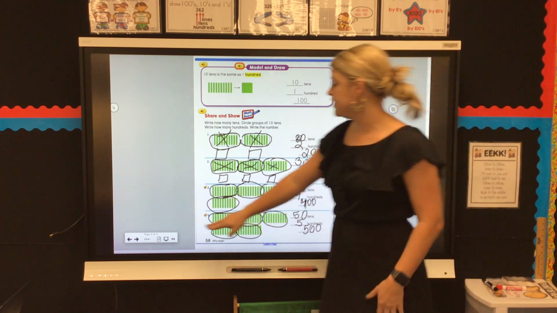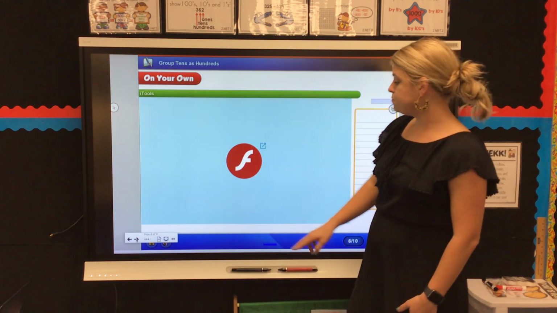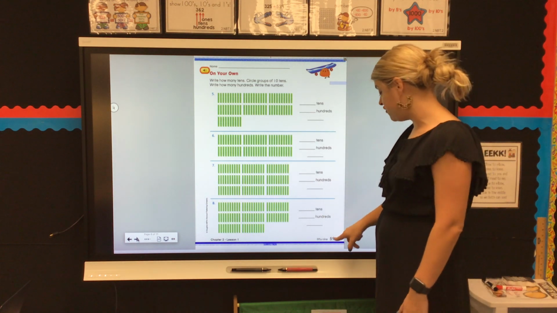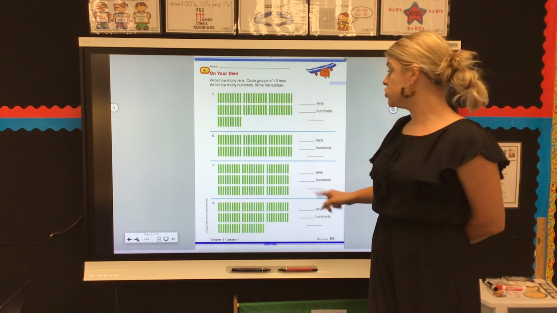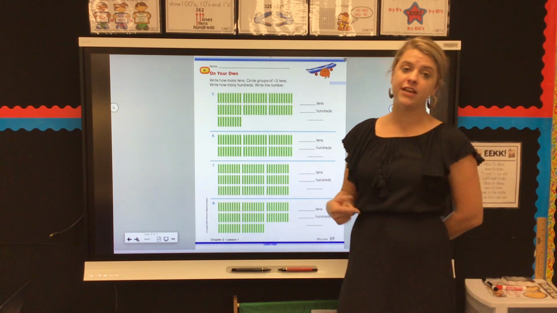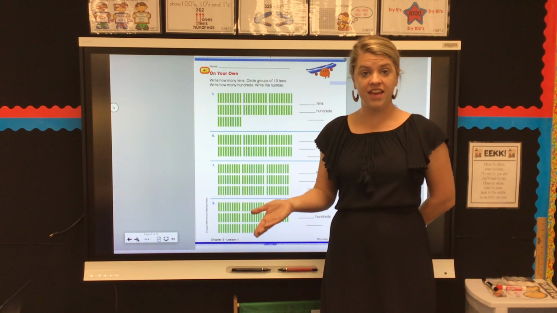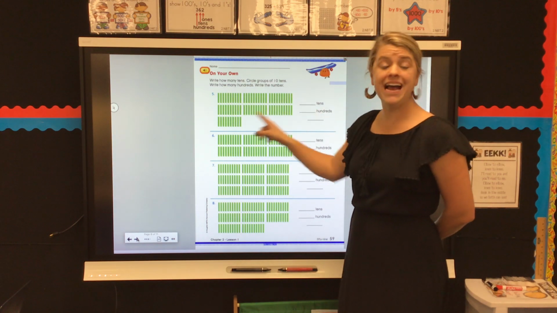So now that we've done this one, we're going to go to the next page in your book. You're going to go to page 59, and this is going to be the page that you're going to turn in on Seesaw today. You're going to do exactly the same thing, right? You're going to write how many 10 rods.